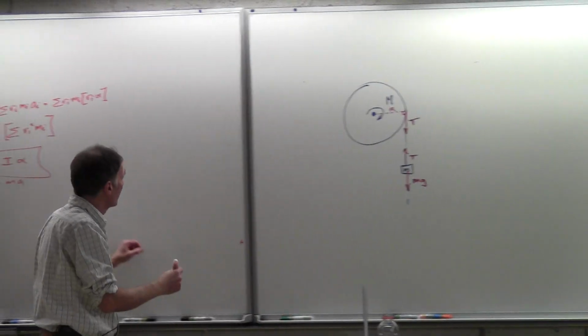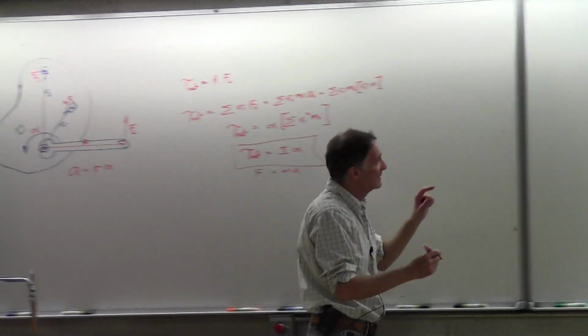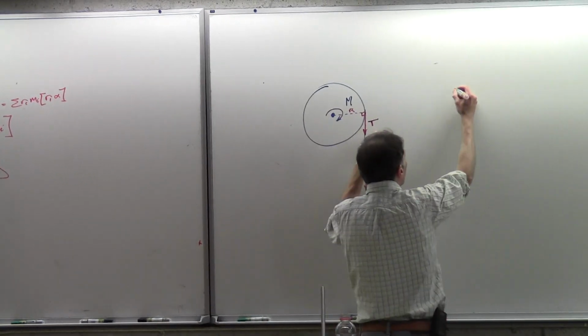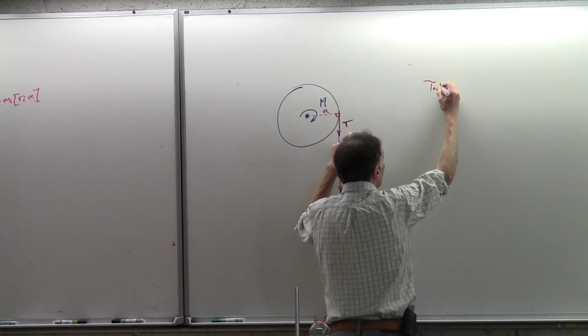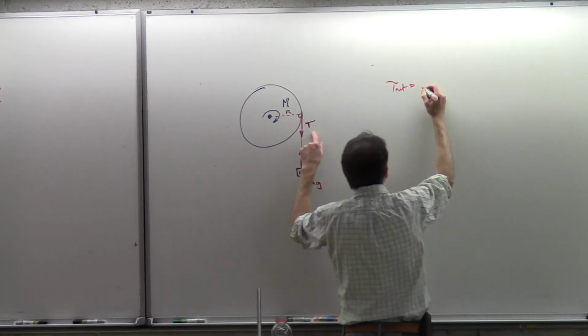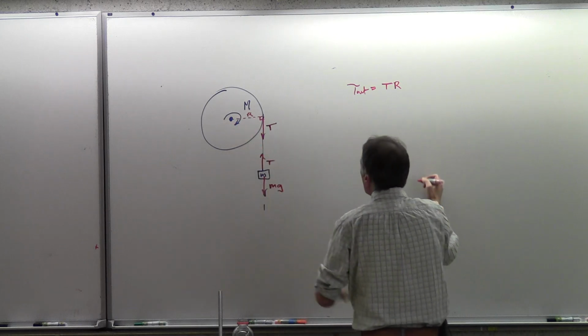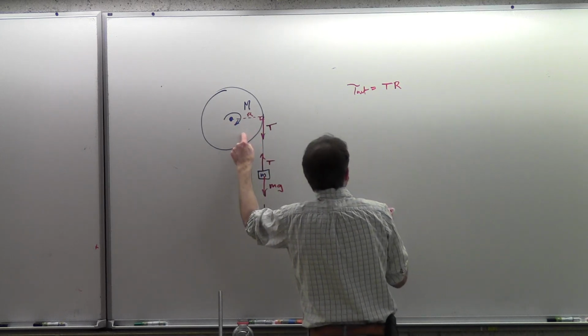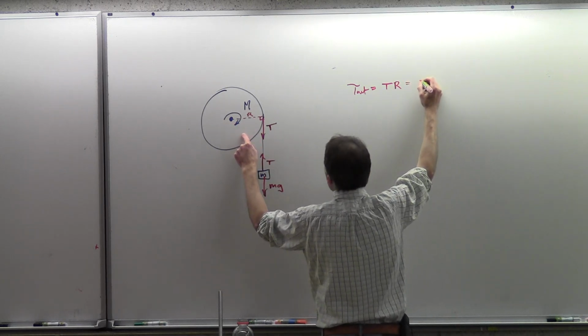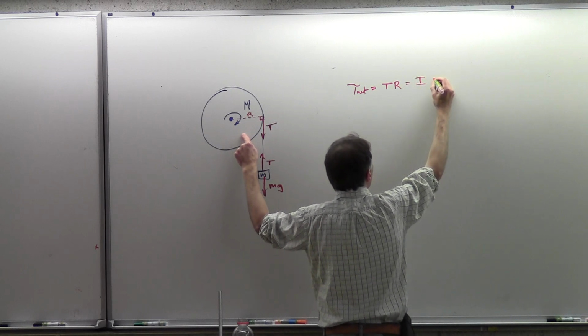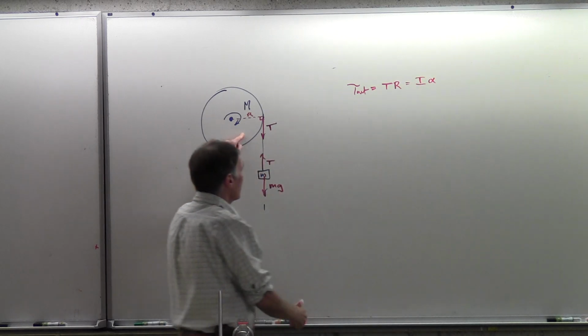So I can see very quickly, like this wrench handle, that the net torque on the disc is going to be T times that radius r. And that should be equal to the moment of inertia of this thing, I, times its alpha, the angular acceleration.